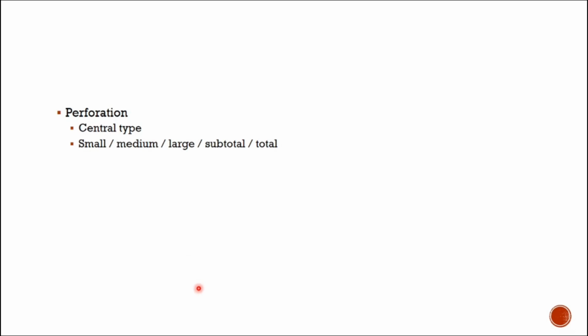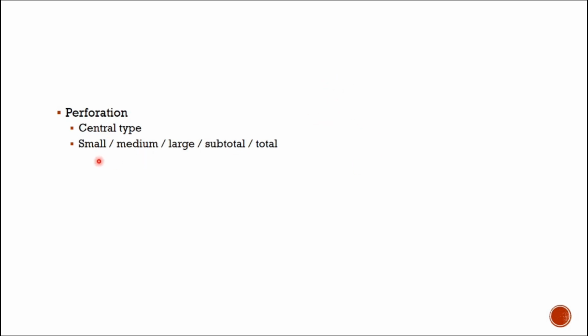Okay. So coming to perforation, the perforation which is seen in safe type is central type. Can anyone tell what is the definition for central type of perforation? So what do you mean by central type of perforation? Perforation involving only the pars tensa. Yeah, so perforation involving the pars tensa, and also the margin of the perforation is surrounded by pars tensa in all the margins or all the sides.